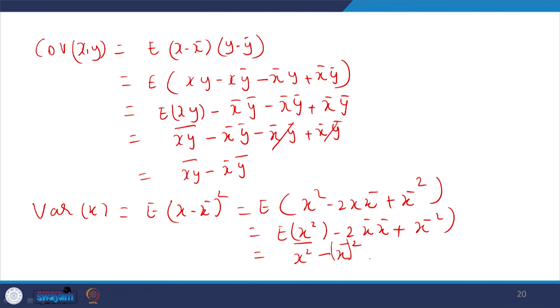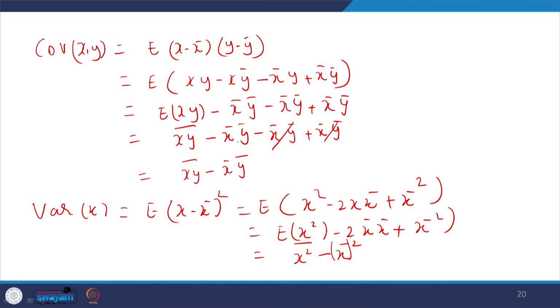When you simplify this, you get xy minus xy bar minus x bar y plus x bar y bar. When you bring E inside, it becomes E of xy minus, because y bar is a number, when you bring E of x, again it is x bar, minus x bar is a number, when you bring E inside it will become y bar, because y bar is a number, so that will be as it is. So when you bring E here, it can be written as x y bar.